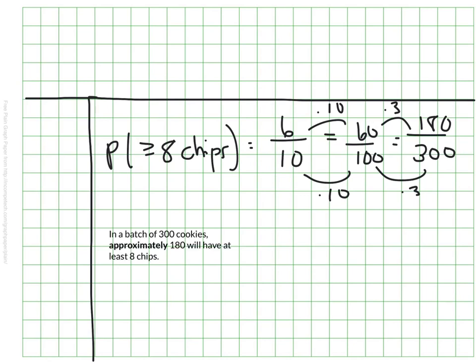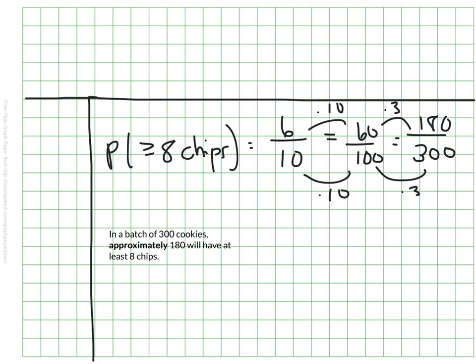And again, this is just an approximation. We would think it would be logically about 180, but we can't say with guaranteed certainty, as we know from our work in the past. We can't say exactly 180, but it's a good number for us to assume would be appropriate.